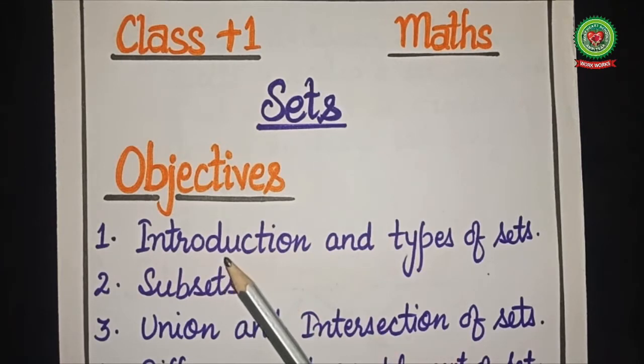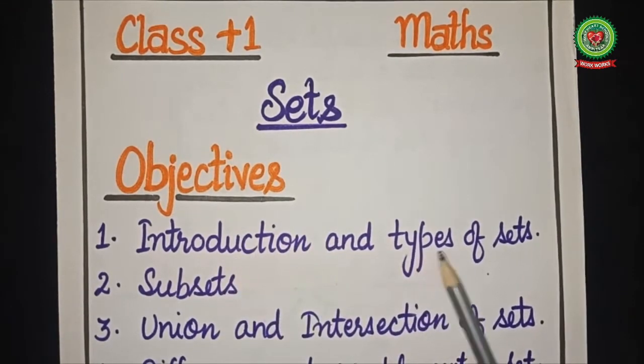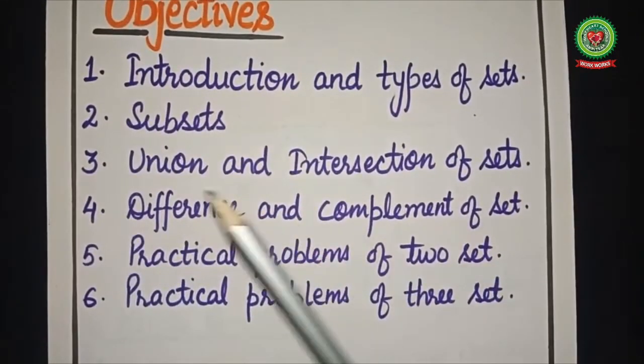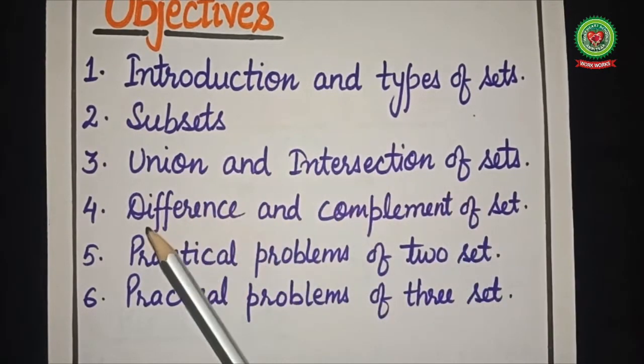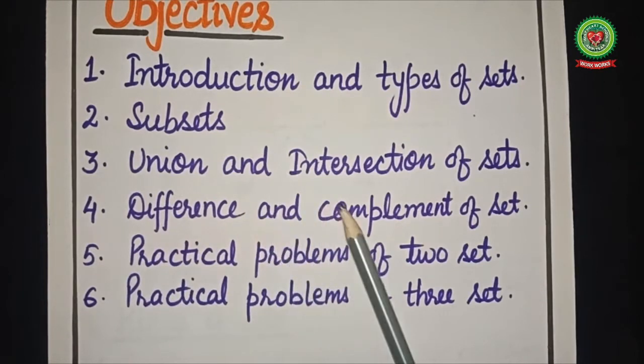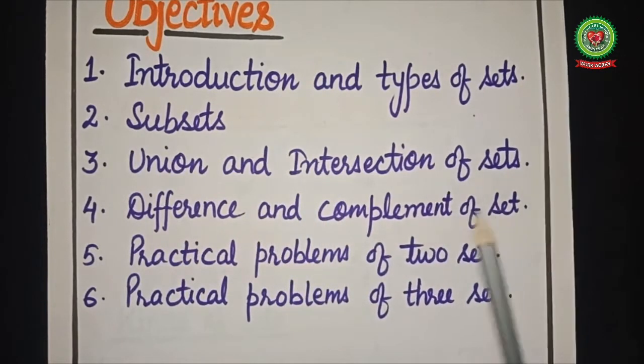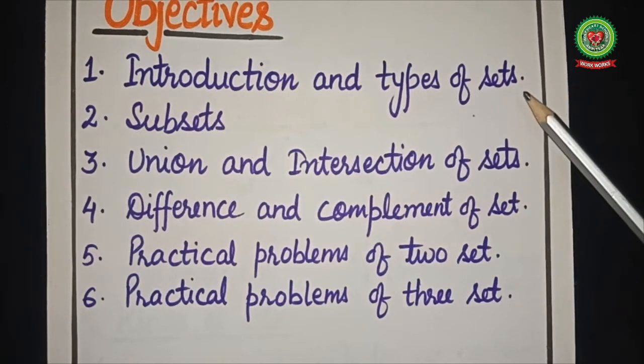The very first objective is introduction and types of sets. Second is subsets of a set. Third objective is union and intersection of sets. Next, difference and complement of set. Fifth, practical problems of two sets. And sixth, practical problems of three sets. These are the objectives. So let's start with the very first, that is the introduction and the types of set.